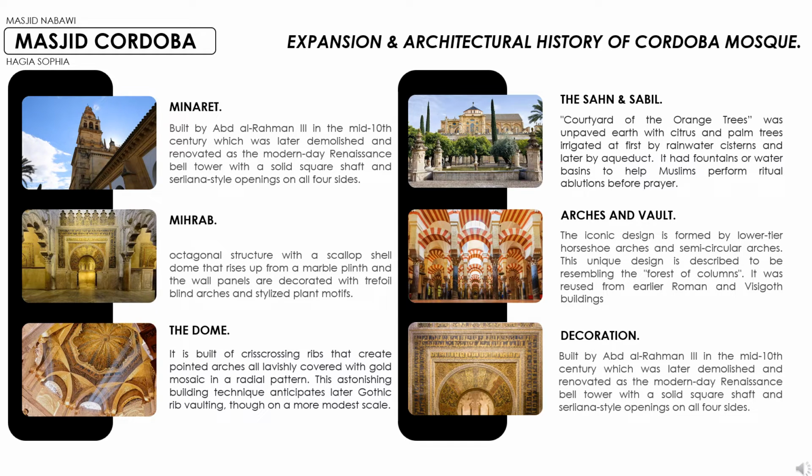At the exterior of the Mosque of Cordoba, they have the Sahn and Sabil, which is a courtyard of orange trees that had fountains or water basins to help Muslims perform ritual ablution before prayers.